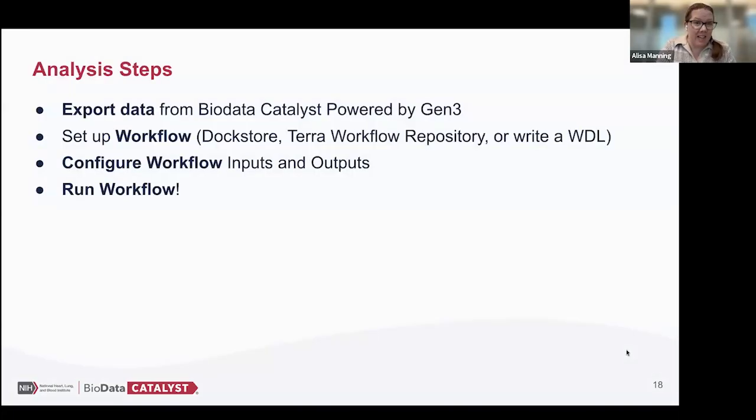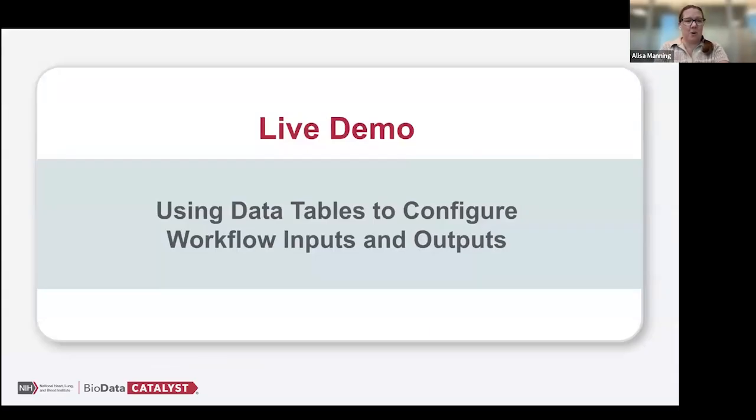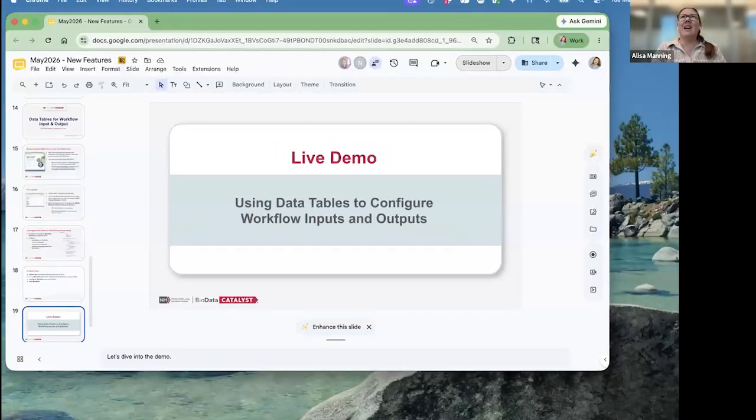The analysis steps that I'll show you today are, first, exporting data from Biodata Catalyst powered by Gen3, the platform where many of the files that are hosted in Biodata Catalyst are managed, stored, curated, and exportable. I'm going to show you how a workflow is set up in a Terra workspace. I'm going to show you how I configure the workflow inputs and outputs, and then I'm going to run the workflow. So let me jump into our live demo.